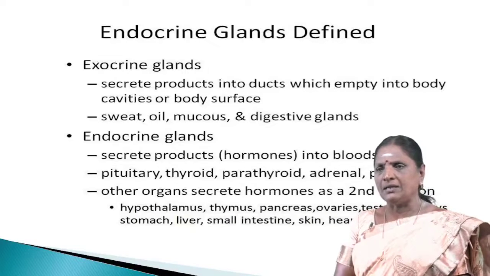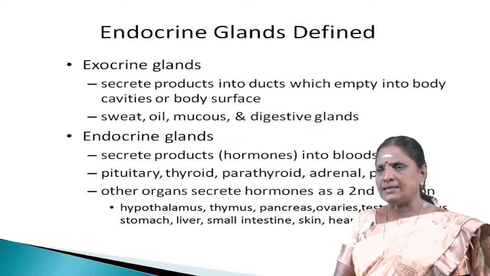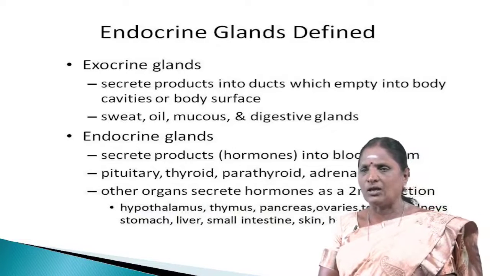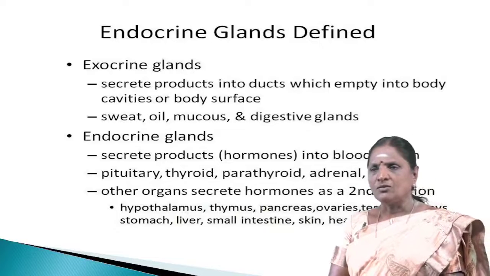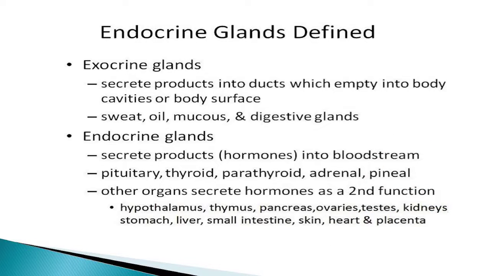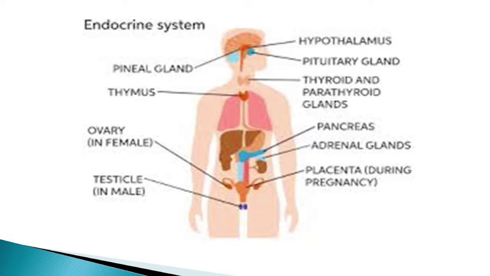Pituitary gland, thyroid, parathyroid, adrenal gland, pineal gland. Other organs secrete hormones as a second function: hypothalamus, thymus, pancreas, ovaries, testes, kidneys, stomach, liver, small intestine, skin, heart and placenta. This is the structure of endocrine gland. The pineal gland, hypothalamus, pituitary are located in the ventral surface of the brain.